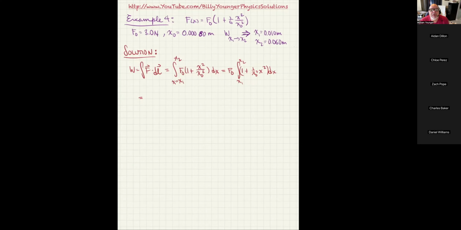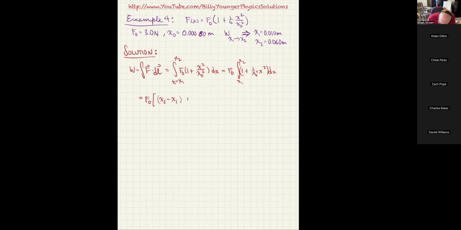All right, it does not appear that we have any questions, so I'm going to continue. The F0 is still out in front, but the integral of just 1 times dx is just x. So we know already that this is going to be x2 minus x1. The integral of 1 is x, and then we have to evaluate it at x2 minus evaluating it at x1. That's why I got the x2 minus x1.